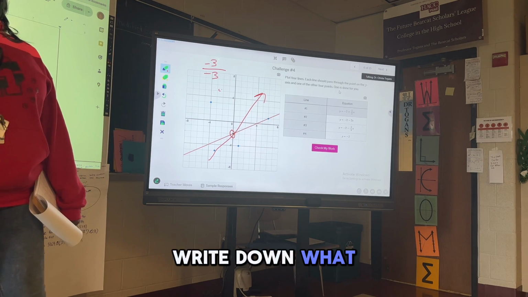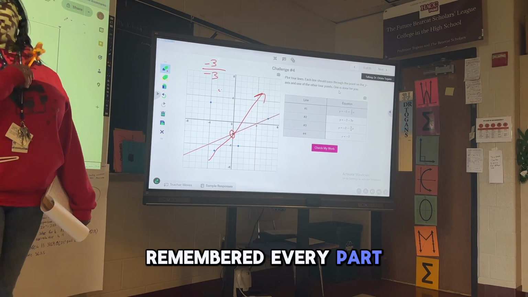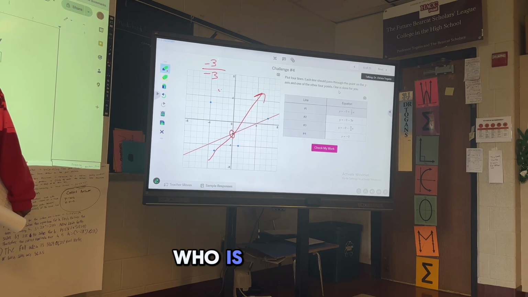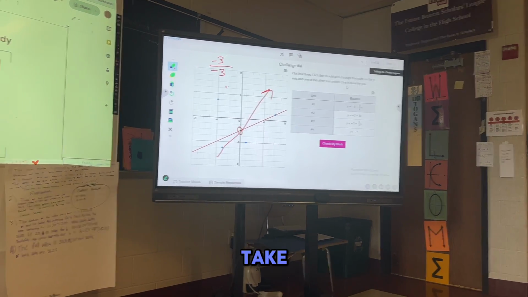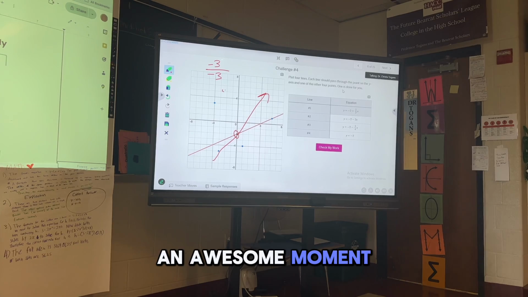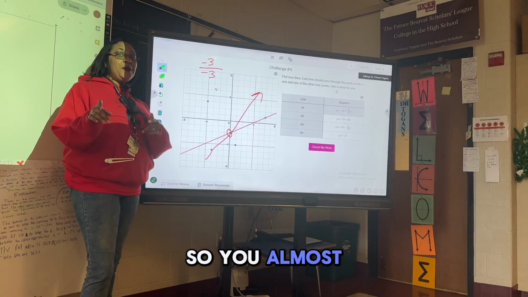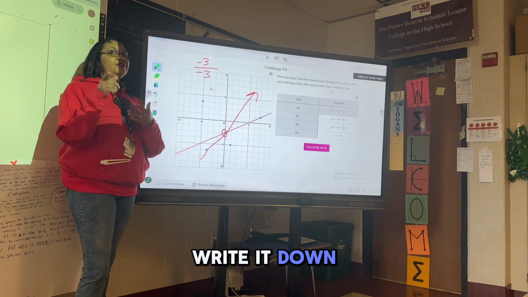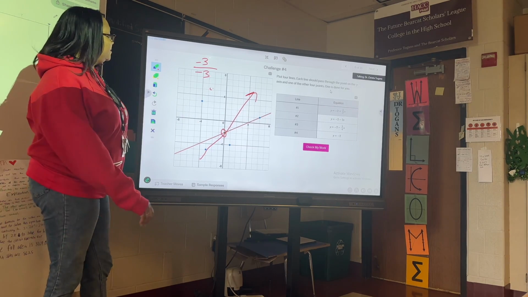Now write down what you just did, because you almost remembered every part. You almost got it. Who is screaming? Okay, I need music. Wait, now I gotta do another take, because that was such an awesome moment. So you almost remembered everything that you were supposed to do. You were almost there. So if you write it down, you're gonna remember almost again when you get to the next slide.